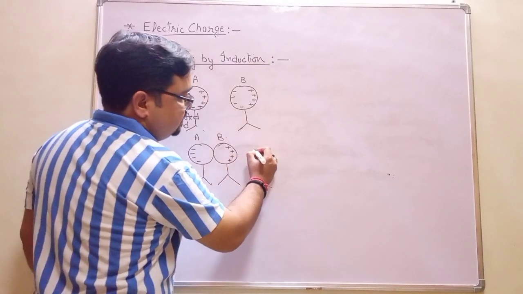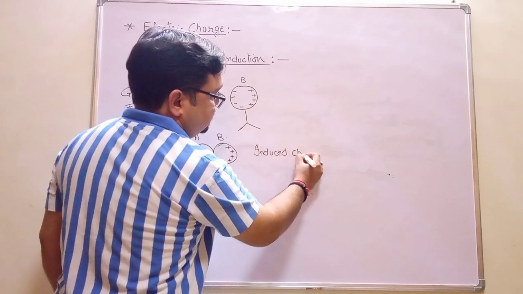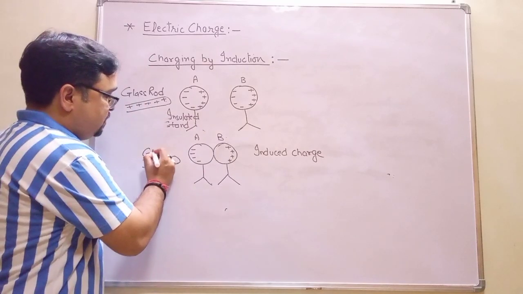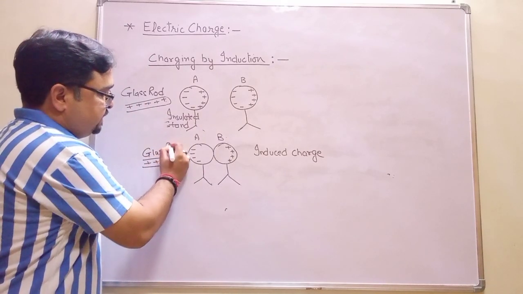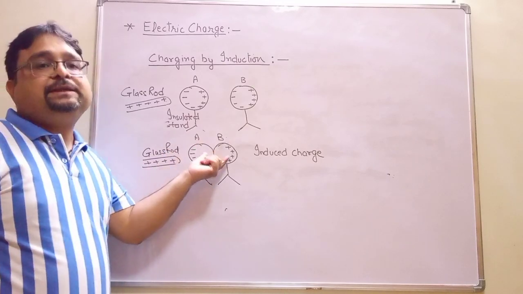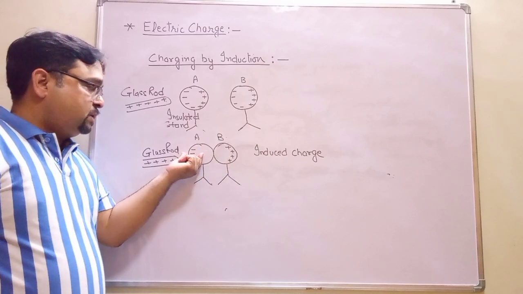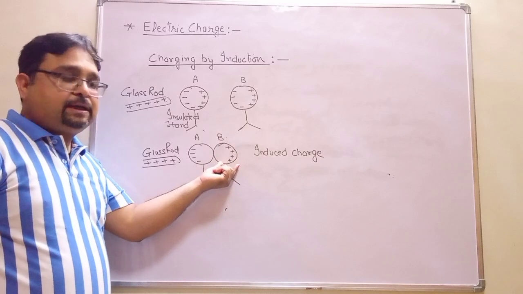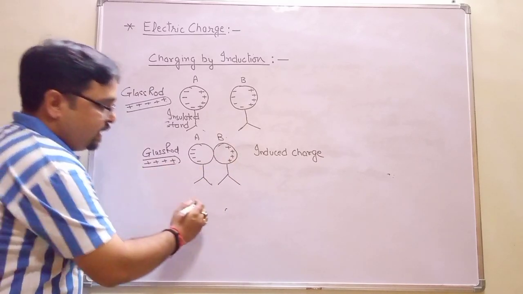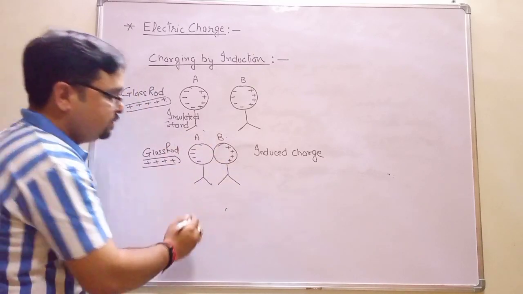So this is called induced charge. Without touching the glass rod with the spheres, the sphere has been charged, the sphere has been electrified. Now this negative charge, this positive charge, once this glass rod is removed, this charge will again be uniformly distributed.